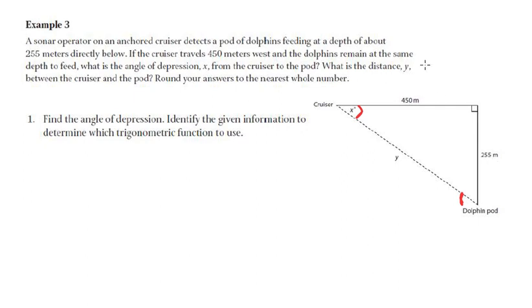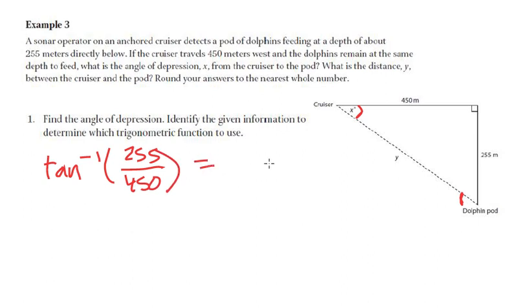So if we have the opposite and the adjacent and we're looking for an angle, we need to use the tangent, but because we're looking for an angle, the arc tangent. So I'm going to take the arc tangent of the opposite, which is 255, over the adjacent, which is 450. And when I solve that out in my calculator, let's round to the nearest tenth again, I get that the angle of depression from the cruiser to the dolphin pod there is 29.5 degrees.